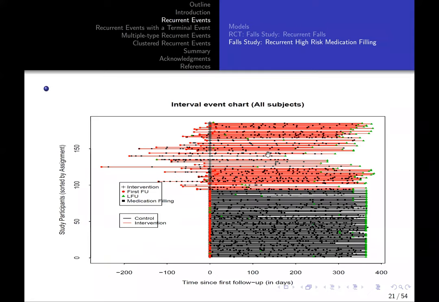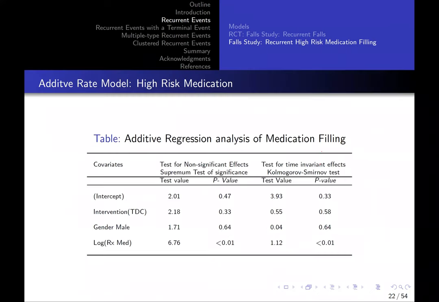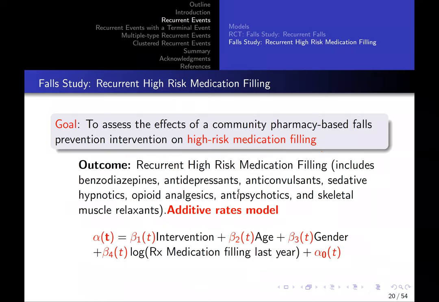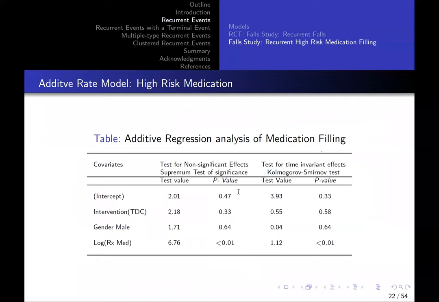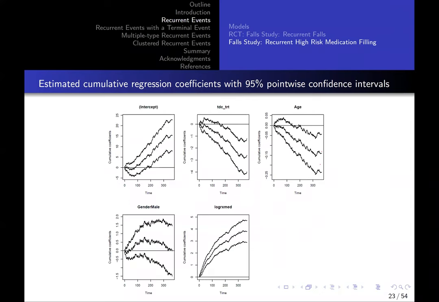Okay, this is the medication recurrent events chart. You can see even more than the falls, the medication filling is much higher. So for the additive rate function, what happens here is basically each one of them is time varying. It's a non-parametric type model. So it doesn't provide you one coefficient, but rather gives you a cumulative regression coefficient. So how to interpret this?